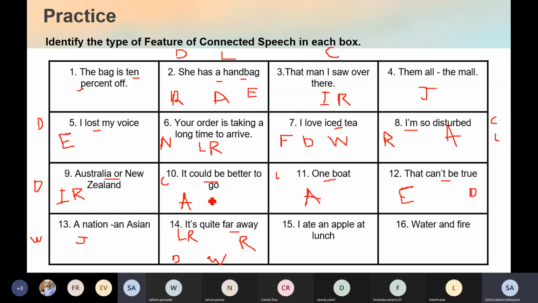No? Okay, this one would be linking Y. So here I was thinking about one of them. Yes, here we would use the Y sound. It's really difficult to pronounce. I ate an apple. Yes, I ate an apple, and it sounds like you put a Y in between both words. And there is another one. Do you have any ideas?